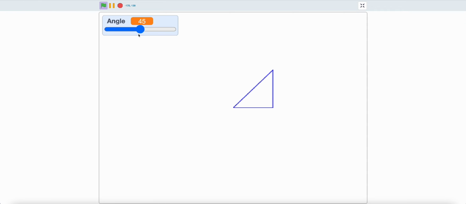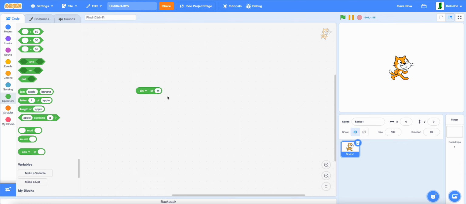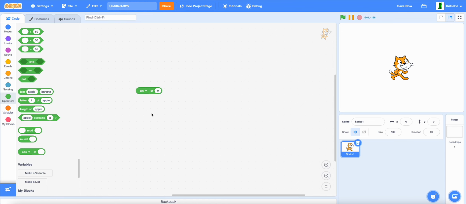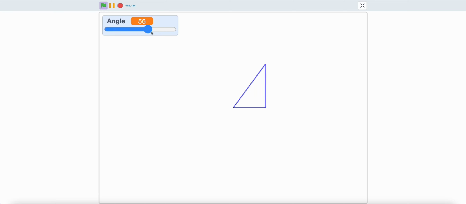Then we have sine, which is basically trigonometry. It's basically the length of this side divided by the length of this side, or basically the opposite divided by the hypotenuse. And then this would be the angle, which would be the value in here. So like 45 would equal this, 90 would equal 1, because then both would be the same, like this.